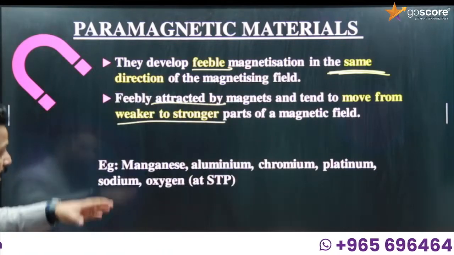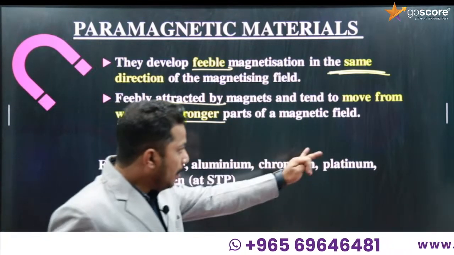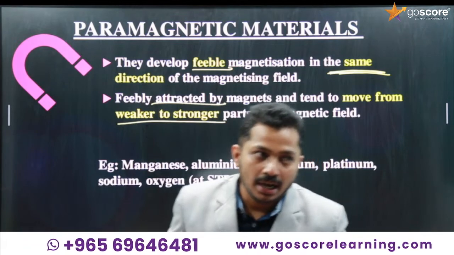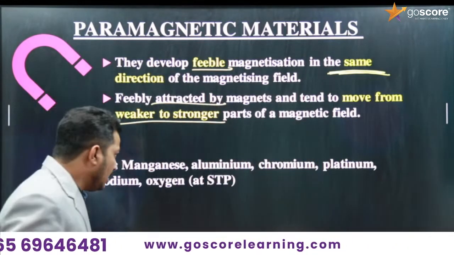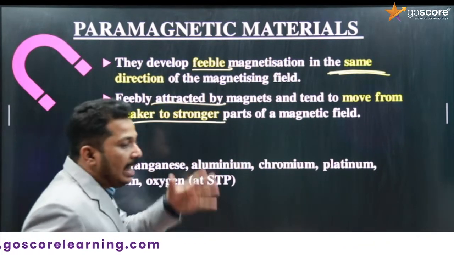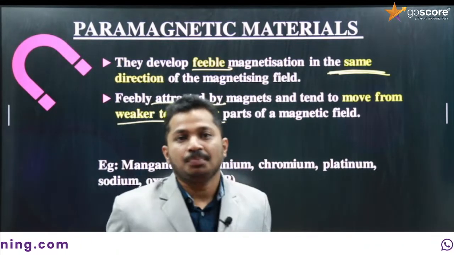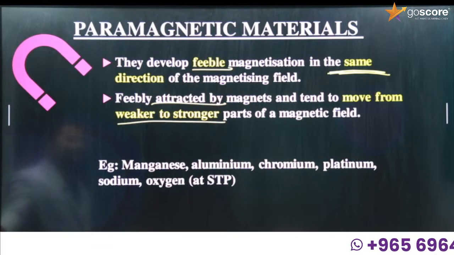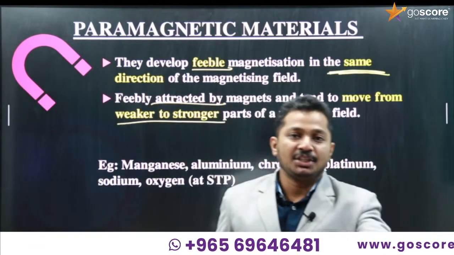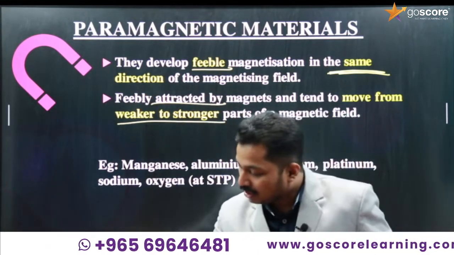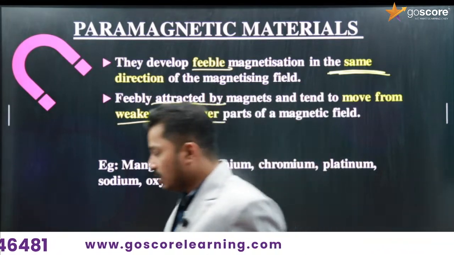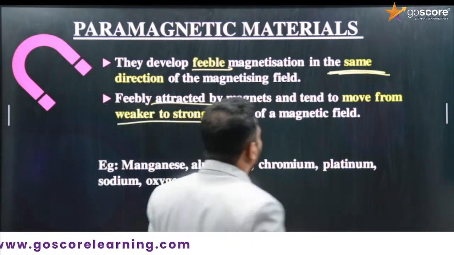Okay, examples of paramagnetic materials are manganese, aluminium, chromium, platinum, sodium, and oxygen at STP. STP means standard temperature and pressure. So paramagnetic materials will develop feeble magnetization in the same direction as the applied field, and they will move from the weaker to the stronger part of the applied field. This may be taken as the definition for paramagnetic material.